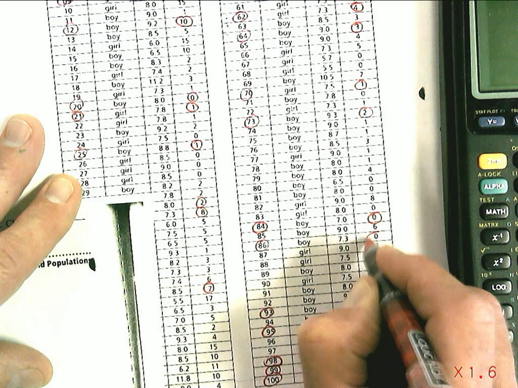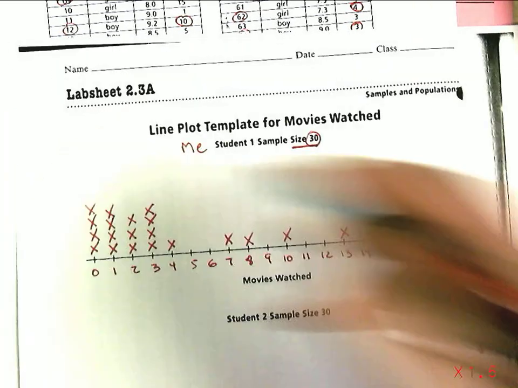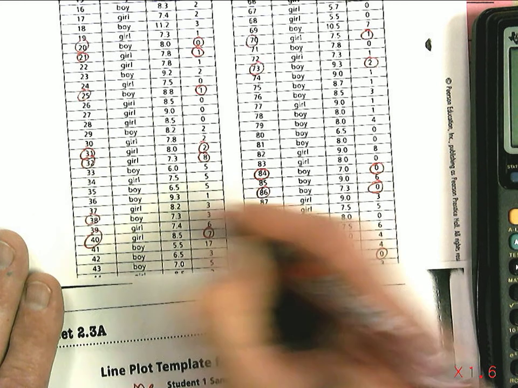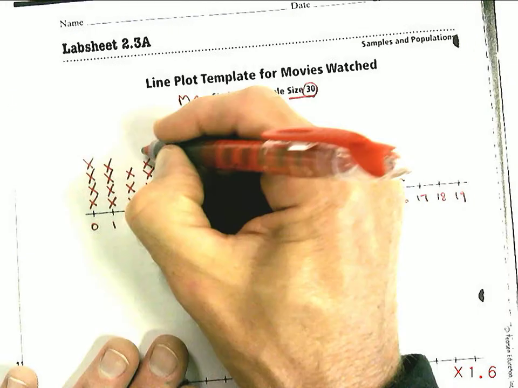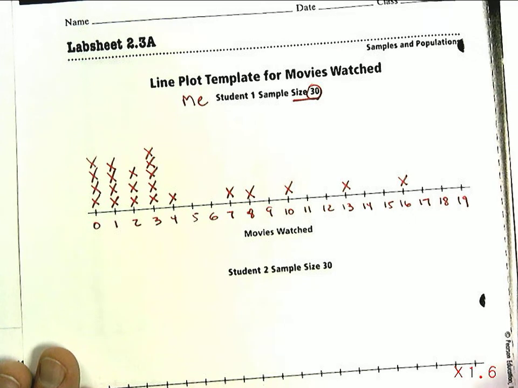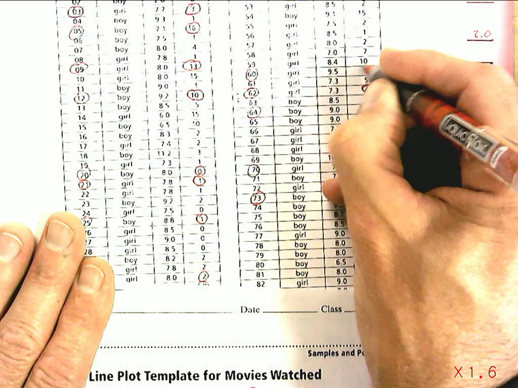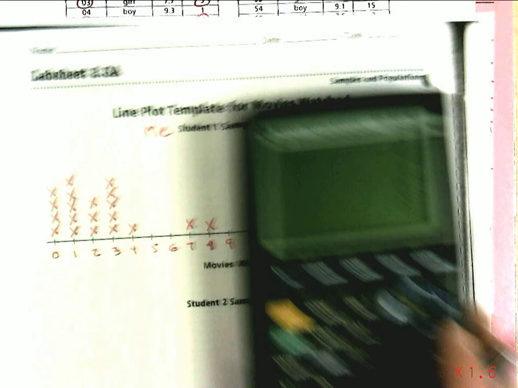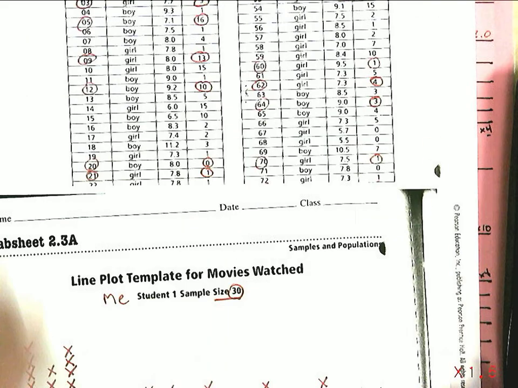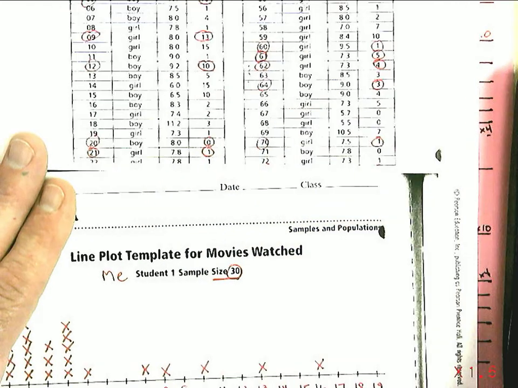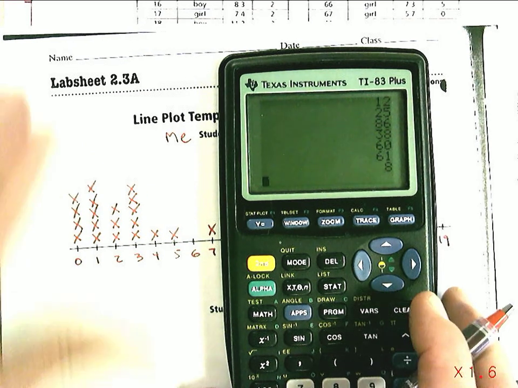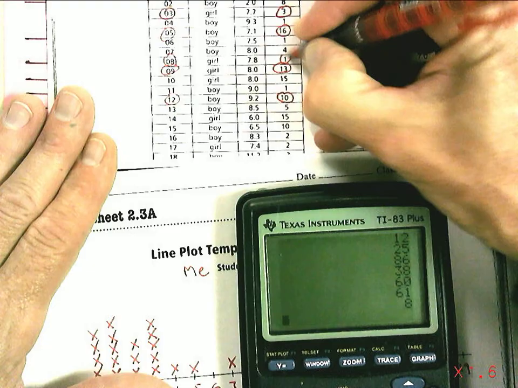So person 86 watched 0 movies. And person number 38 watched 3 movies. And person number 60 watched 1 movie. Again, I'm just marking these on my sheet. Person number 61 watched 5 movies. And I'm going to do one more, and then I'm going to check and see how many I have. Person number 8 watched 1 movie.